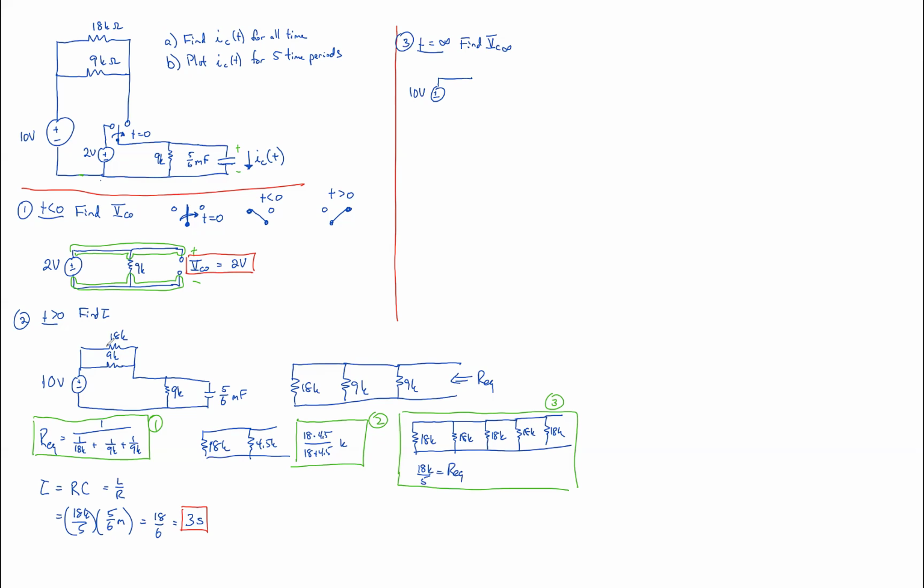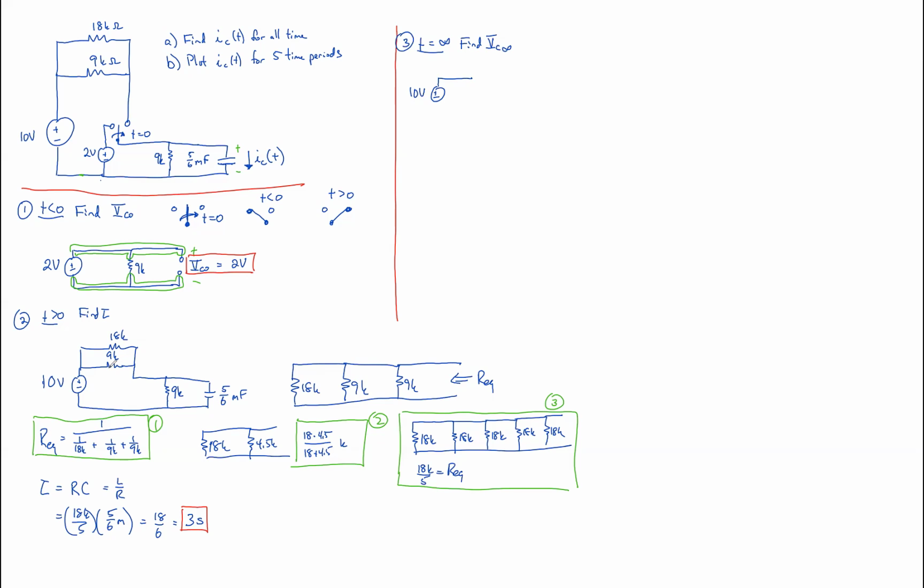Why don't we just simplify that right now? You can either do 18K, 9K using product over sums, but I'm going to do this thing. I can do it in my head. This 9K looks like two 18Ks in parallel. We've got three 18Ks in parallel, three of the same valued resistors.